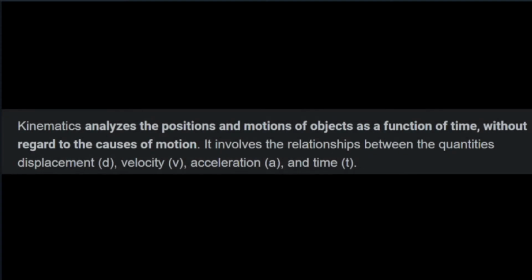This is kinematics. Kinematics analyzes the position and the motion of the object as a function of time without regard to the causes of motion. 1D kinematics only applies to left and right, while 2D kinematics can apply to left, right, up, or down.